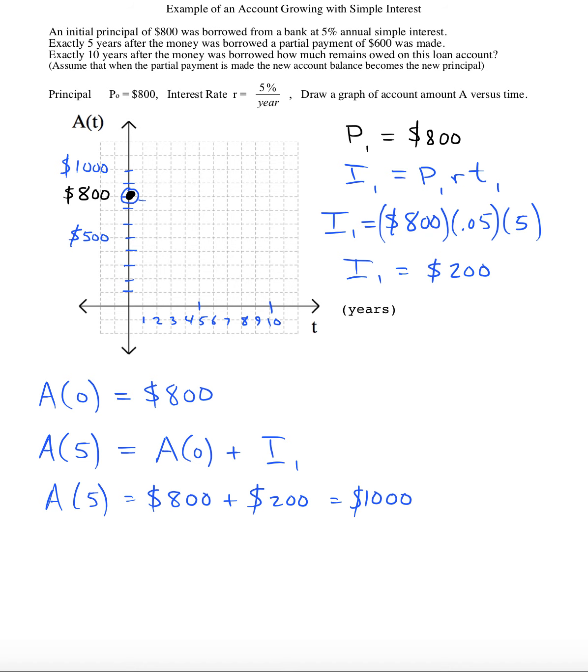So on our graph, we want to go over 5 years and then up $200, to take us to $1,000. And we want to have a nice steady increase in getting there, because it is simple interest.